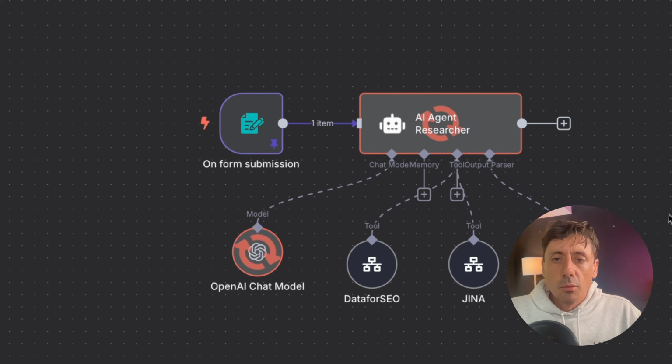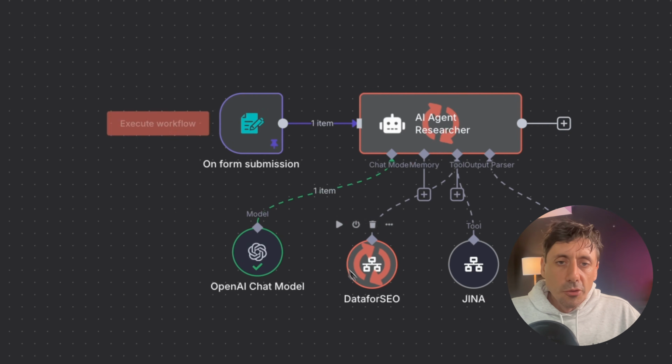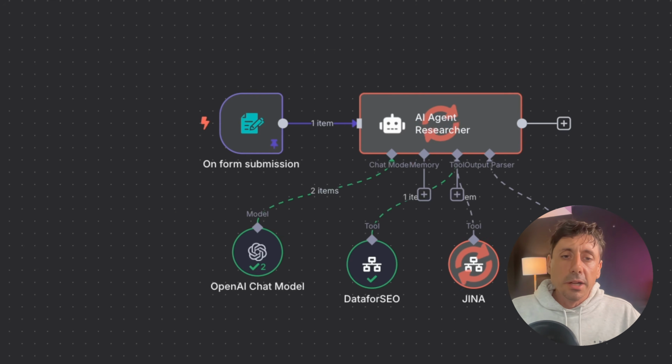So if I just click execute workflow, the model's got the keyword. It's now sent it over to the second workflow. So the second workflow has been executed and it's waiting for the results to come back from the second workflow back into our AI agent. It's finished that now. Now the agent's thinking again, and now it's firing the second workflow. So the second workflow is doing what we need it to do.